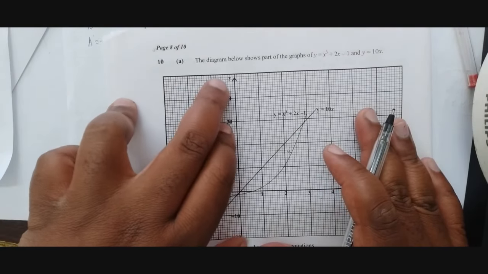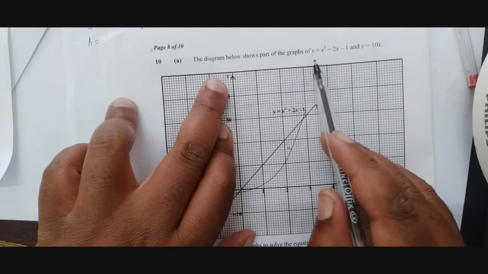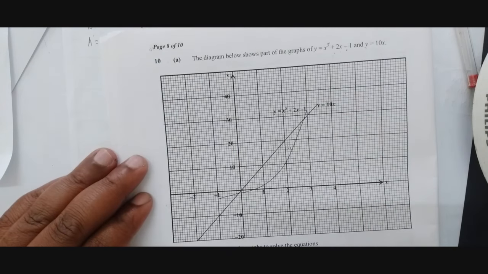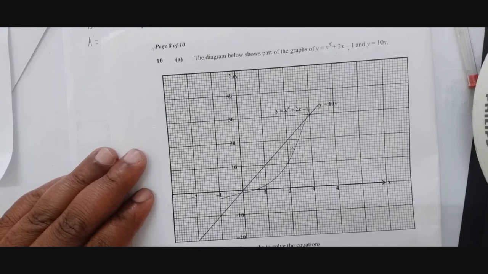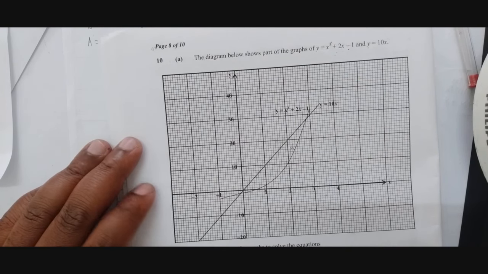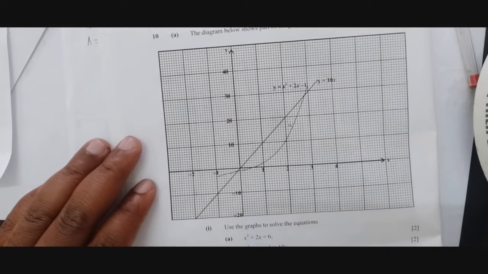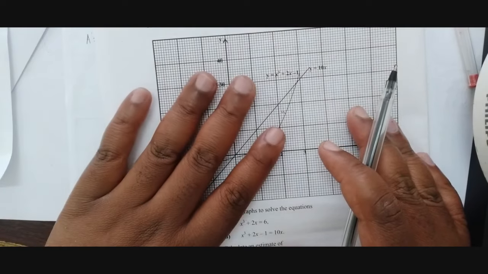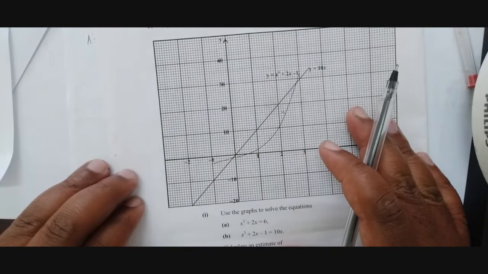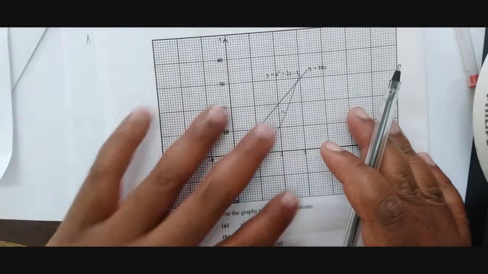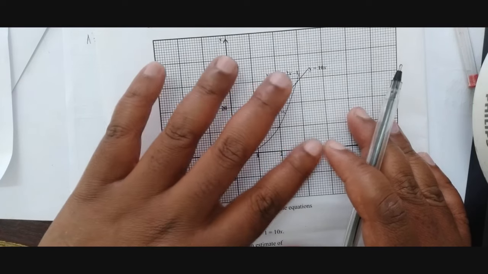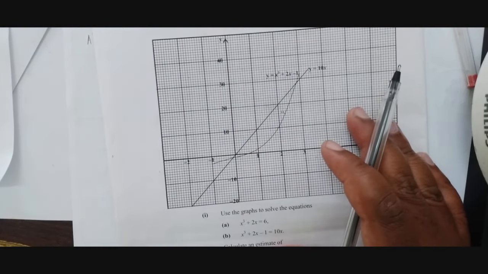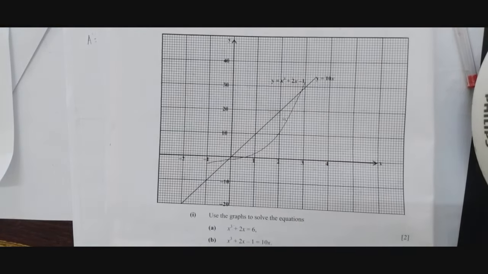Question 10a. The diagram below shows part of the graphs y is equal to x to the power 3 plus 2x minus 1, and y is equal to 10x. Right, as you're able to see. So if you don't mind, you can copy this on your graph paper, or you follow through what we are saying here. Now, when a question comes, you need to know the topic, and this is from graphs of functions or cubic function. When the graph of a cubic function has already been drawn, or when such a question has already been given to you on a question paper, on a graph, you write your answers in the answer booklet.